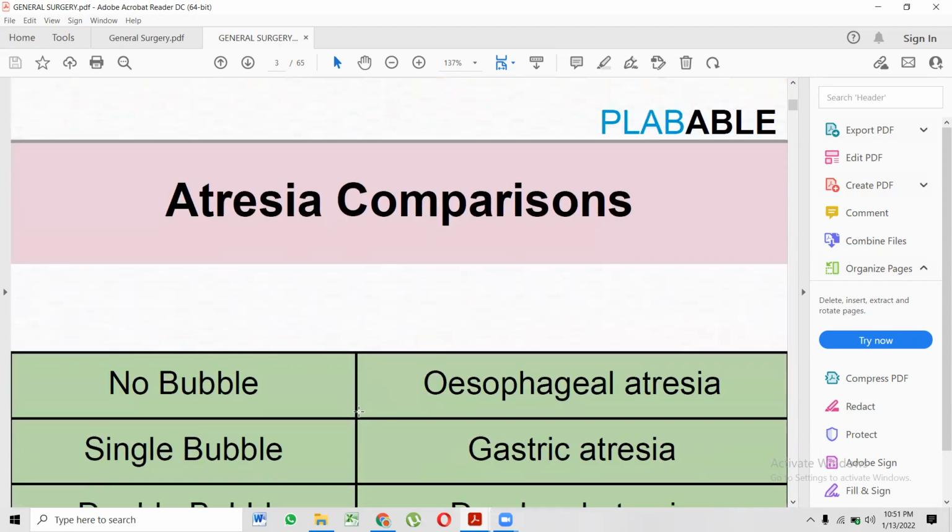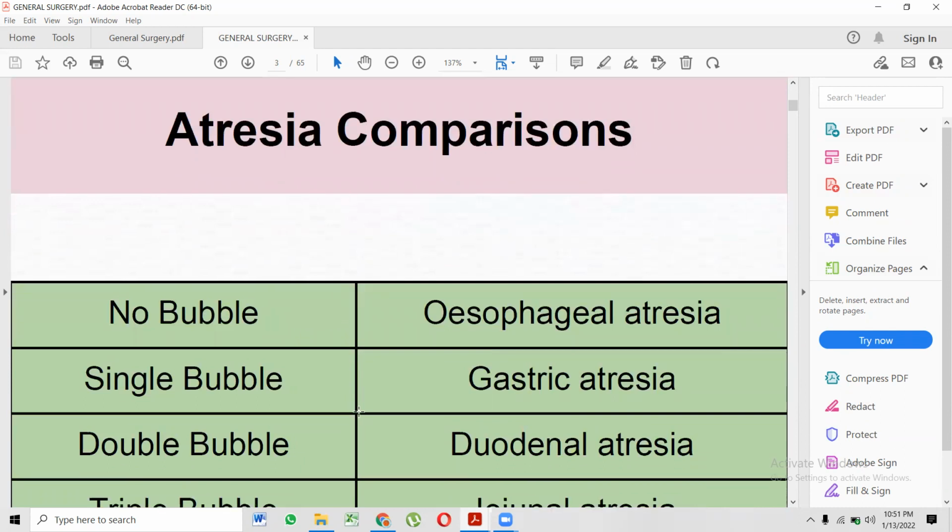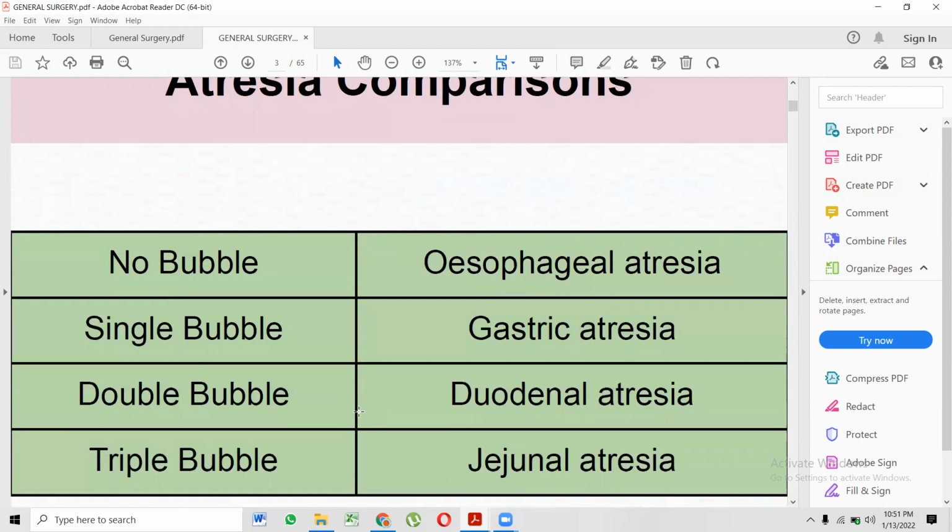Now, when will you say that it's gastric atresia? When will it be duodenal atresia? And when will it be jejunal atresia? So if there's no bubble, it means no air is swallowed or no air in the stomach. So it will be esophageal atresia. But if there is a single bubble, then it is gastric atresia.